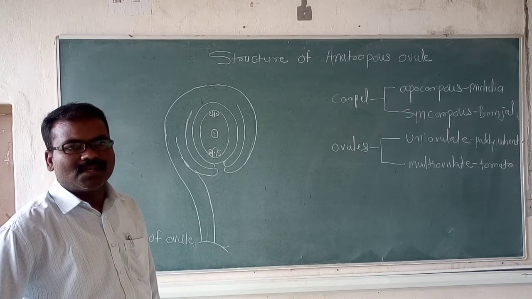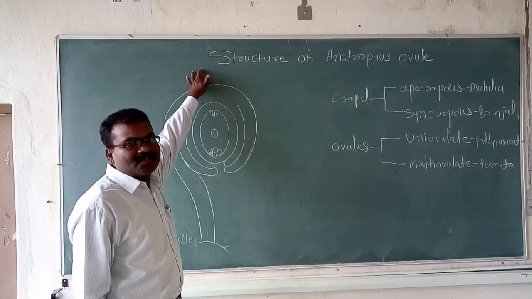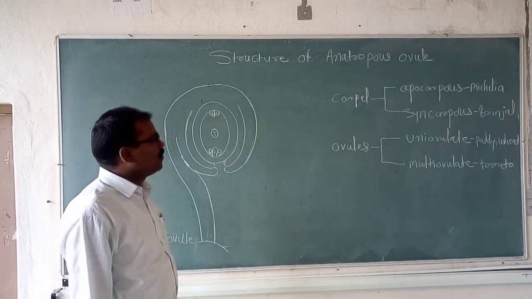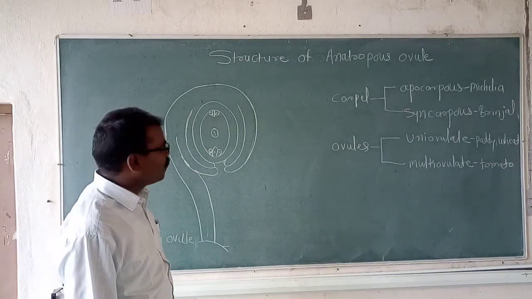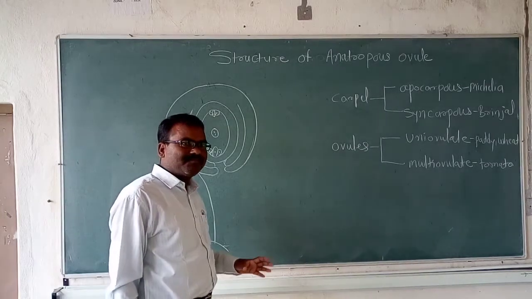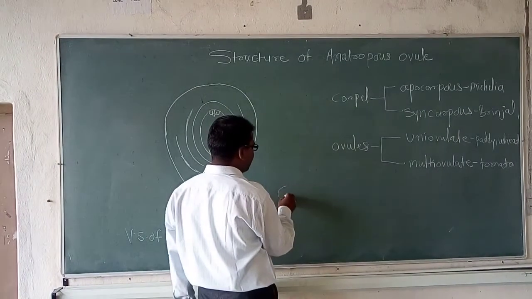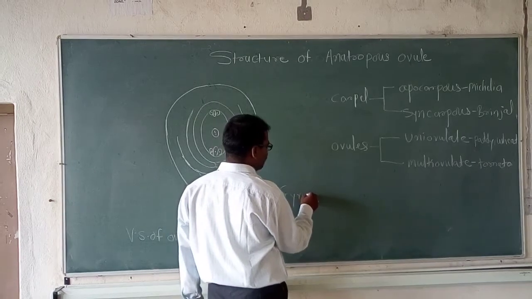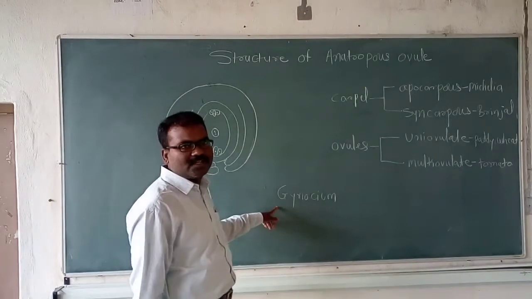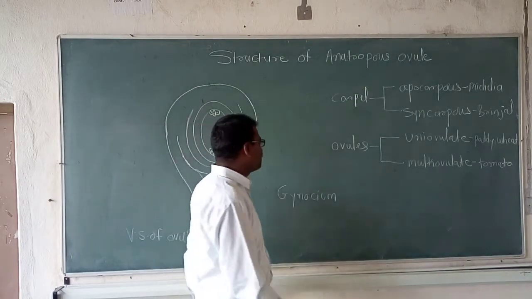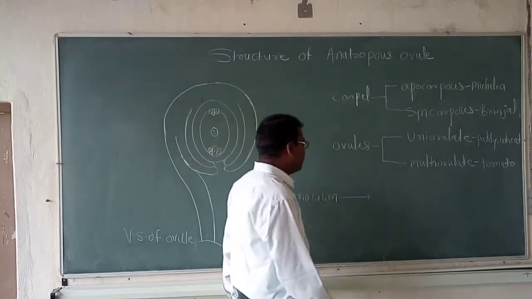Today we are going to learn the structure of Anatropous ovule. Ovule is present inside the ovary, and ovary is part of carpel or gynoecium. You know that gynoecium is the female reproductive whorl of the flower, in which individual member is called carpel.